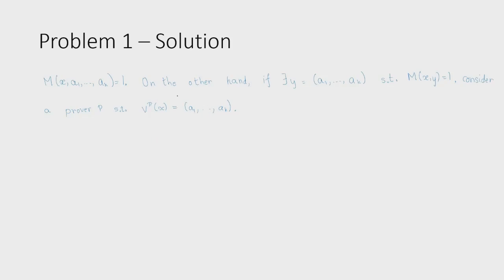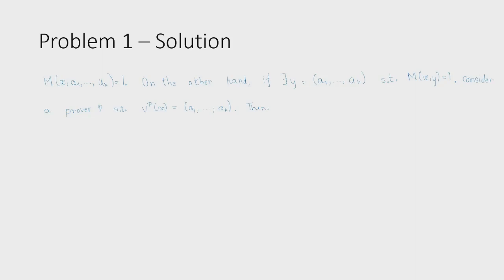When V sends A1 to it, it sends back A2. Then V sends A3 to it, it sends back A4, and so on. So basically, at the end, we would compute X, A1 to AK, which is 1, because of the way we have constructed M. So consider a prover. We said that this equals this.